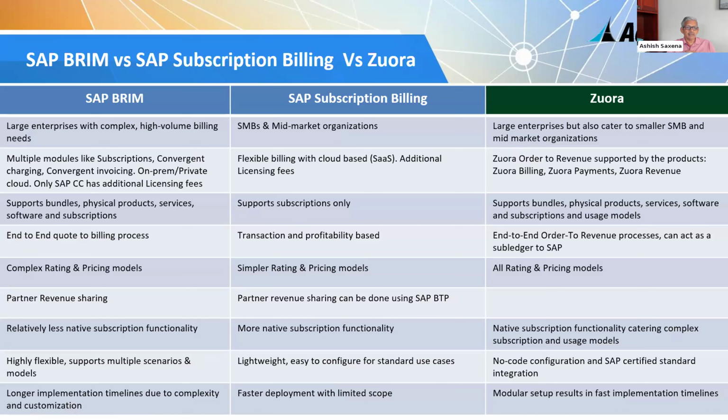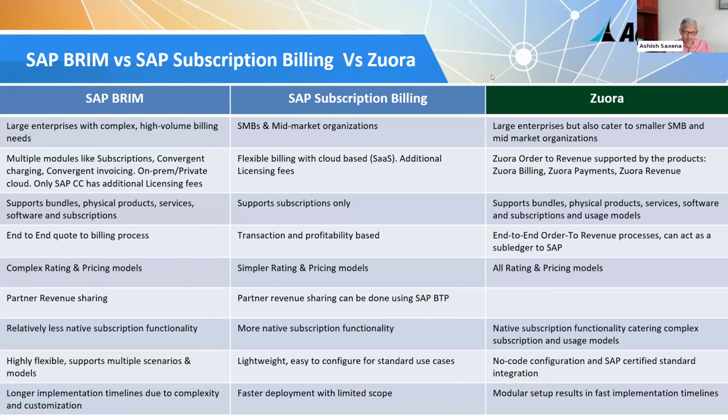Subscription billing is also a billing solution primarily. It's a separate product from SAP, and it integrates with S/4, as I just showed you. Zuora has three products: Zuora Billing, Zuora Payments, and Zuora Revenue, which cover pretty much the execution side from orders to payments. SAP BRIM does bundle products and subscriptions as well. Subscription billing supports primarily subscriptions only, but you can do the quote in S/4 and do an integration and still do the end-to-end bundle products as well.